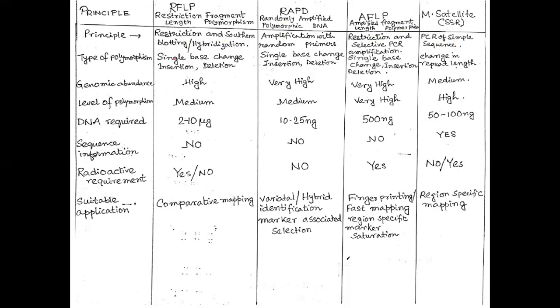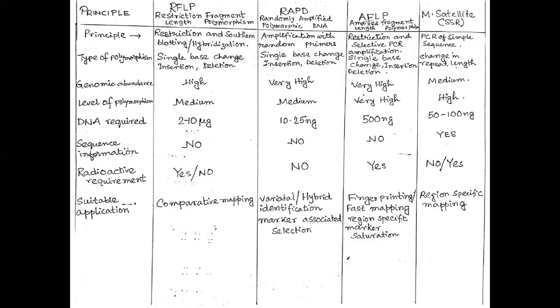Now here, the polymorphism can be of single base change, while in the microsatellite, it is a repeat in the length. And the genomic abundance across the whole genome of RFLP markers is very high, while microsatellites are medium, and it is not that much polymorphic. The RFLP sequences are basically common, so medium polymorphism is found.